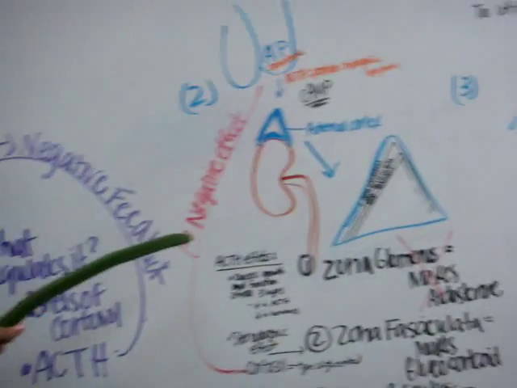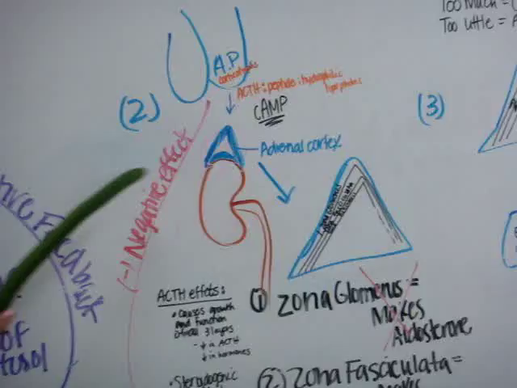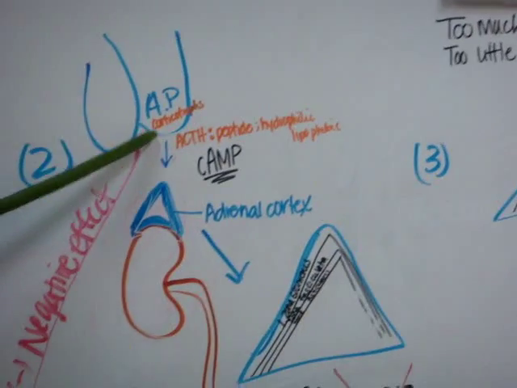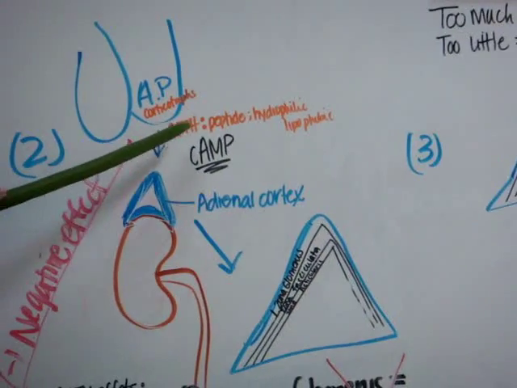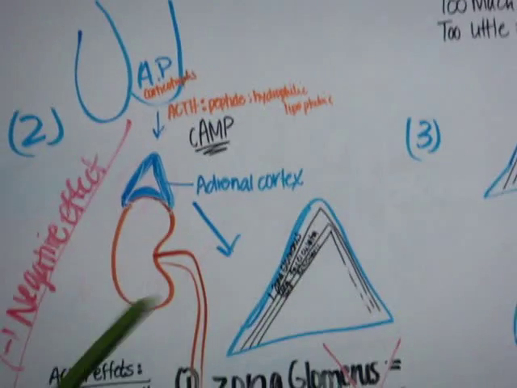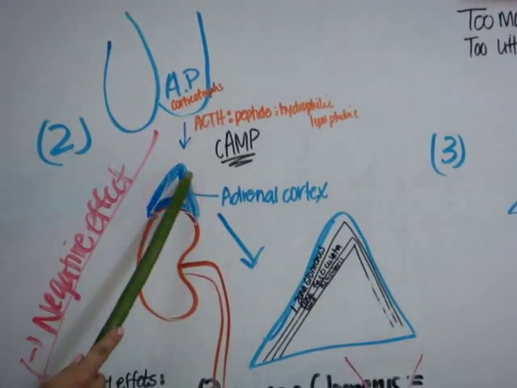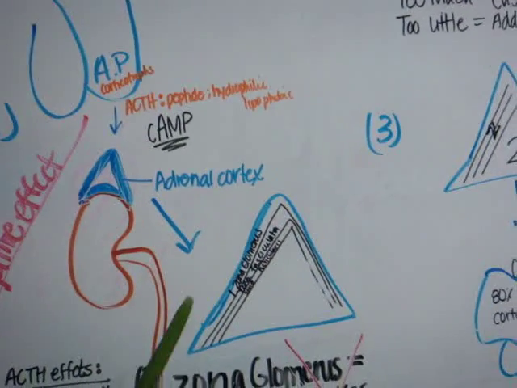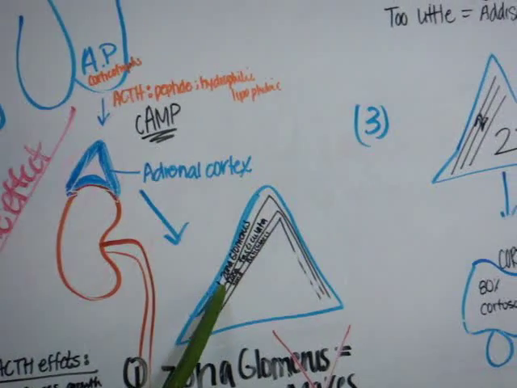So the second part is going to be how the anterior pituitary corticotrophs release ACTH and how that affects the adrenal gland. We're going to be discussing the adrenal cortex, which is the outside of the adrenal gland. And the adrenal gland has 3 different layers.